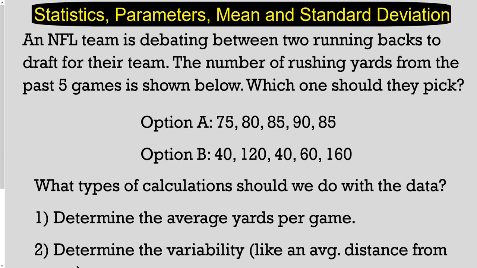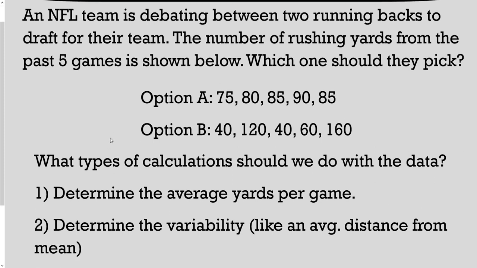So instead of throwing, just running with the ball. You add up all the progress you make for the whole game, and those are your rushing yards. So if the team is trying to decide between these two running backs, these are the number of yards that each running back carried the ball for in their last 5 games. Running back A went 75 yards, 80 yards, 85 yards, 90 yards, and 85 yards in his last 5 games. Running back B went 40 yards, 120 yards, 40 yards, 60 yards, and 160 yards.